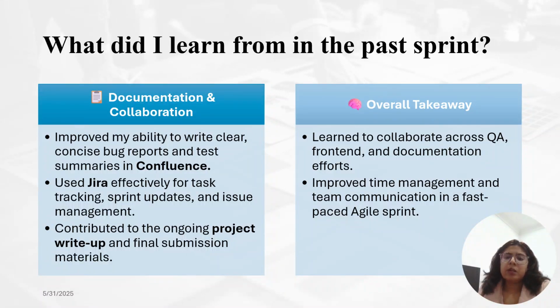This is what I learned from the past sprint. I have the ability to write clear, concise bug reports and test summaries in Confluence. Then I have learned to collaborate across the front end, back end, and documentation effort as well. I also know Jira and project write-up, final submission materials, and agile sprint methodologies as well.